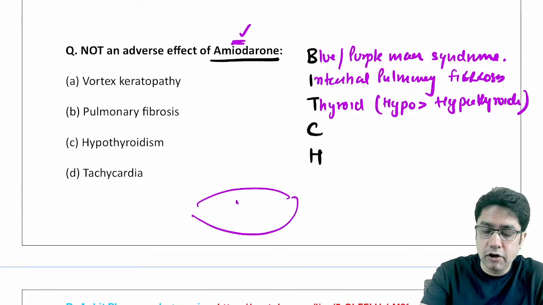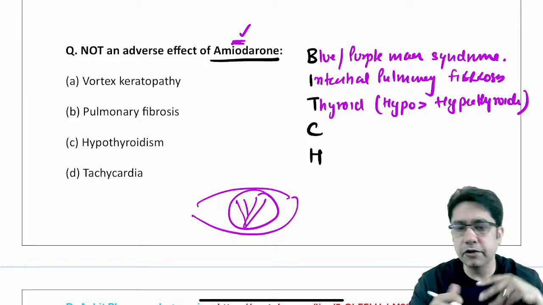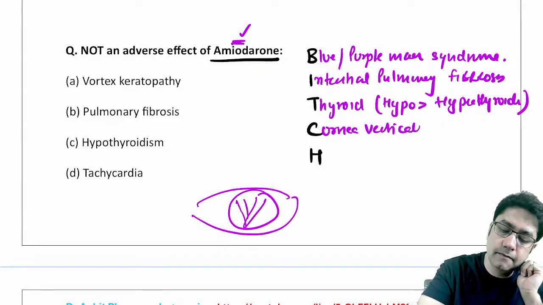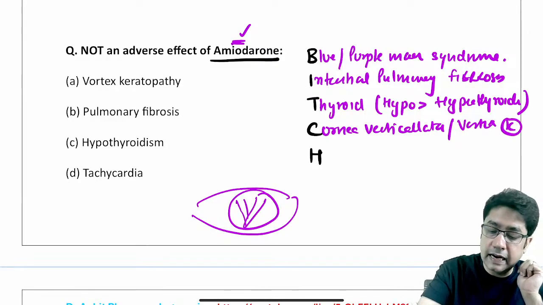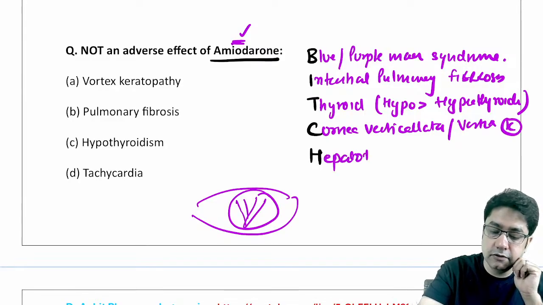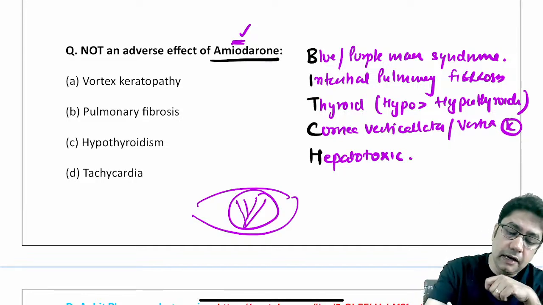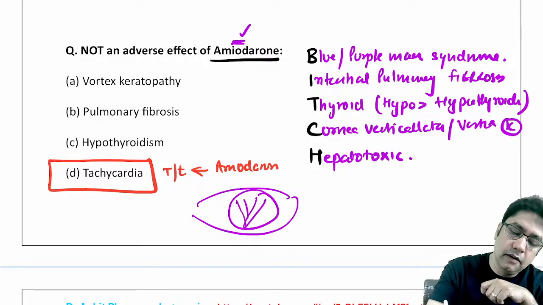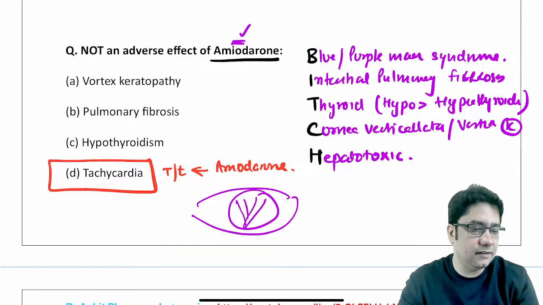Amiodarone deposits in the cornea, just like a flower. Just like a flower, it will deposit in the cornea. It can cause cornea verticillata, which is also known as vortex keratopathy. And it is a hepatotoxic drug also. Remember, amiodarone is given in the treatment of tachycardias. It is not given in the treatment of bradycardia. And ventricular tachycardia, we give it.